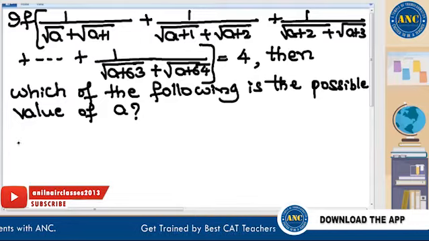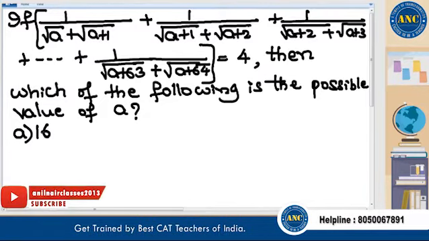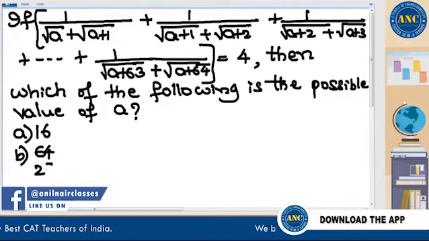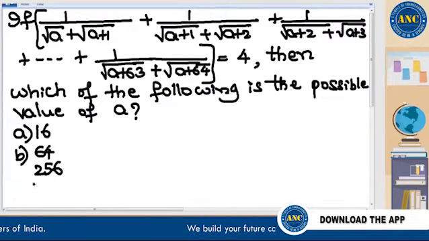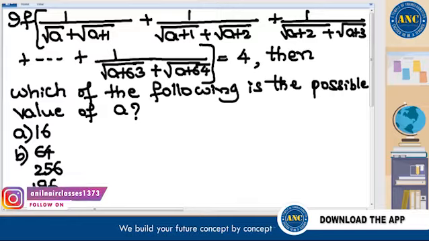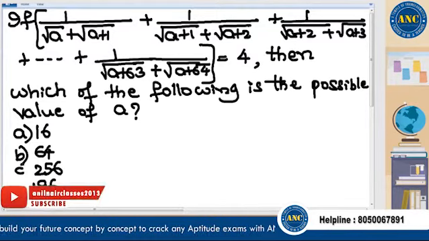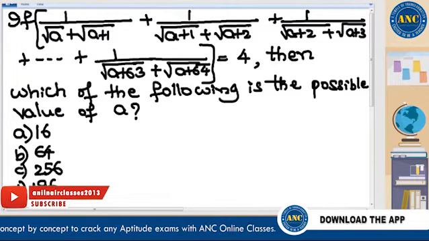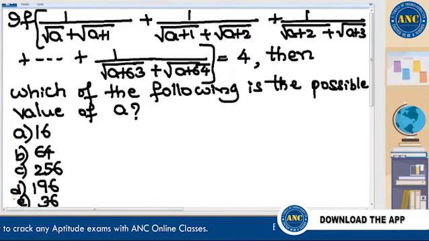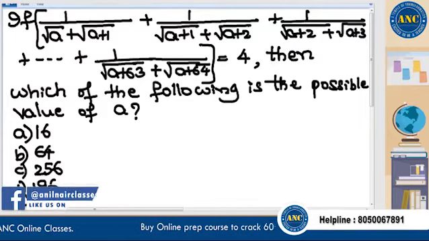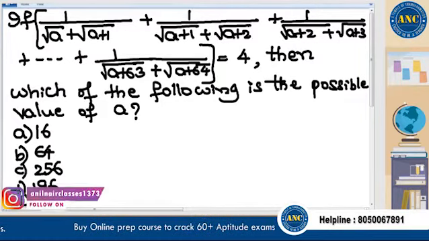Kindly apologize for it. So the options: first option is 16, second option is 64, third option is 256, fourth option is 196. Another option is also mentioned here, it is 36. These are the 5 possible values. One of them will satisfy the above equation. Which will satisfy the question?